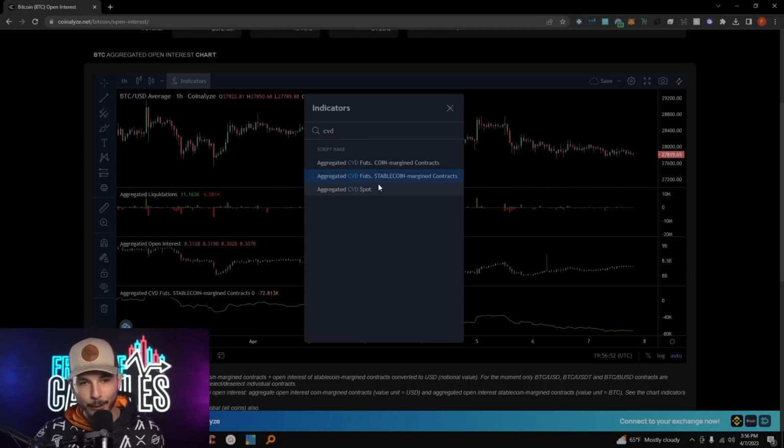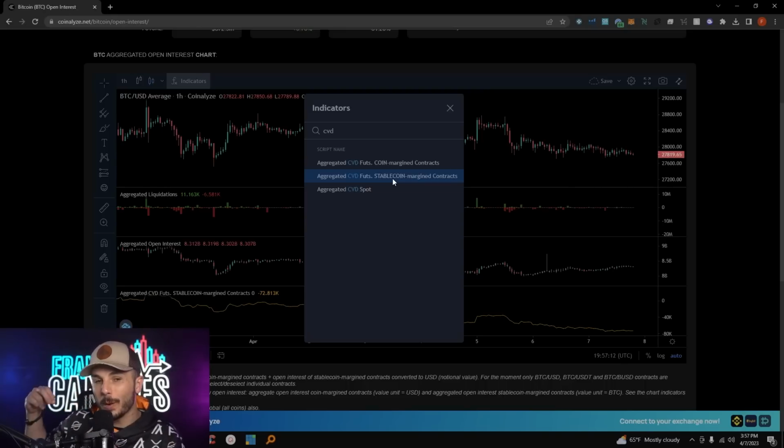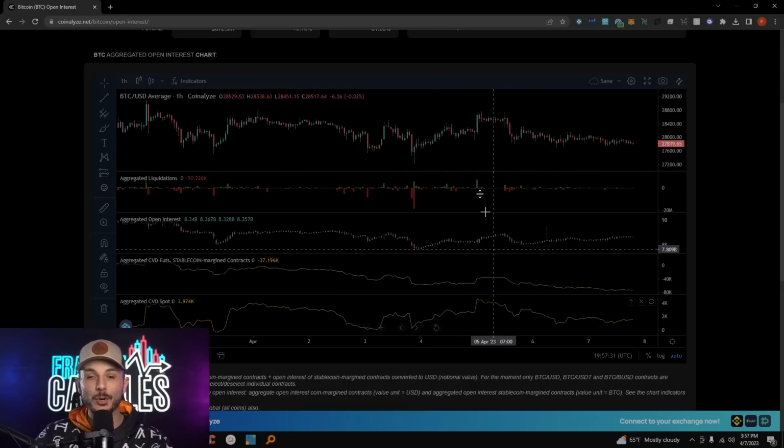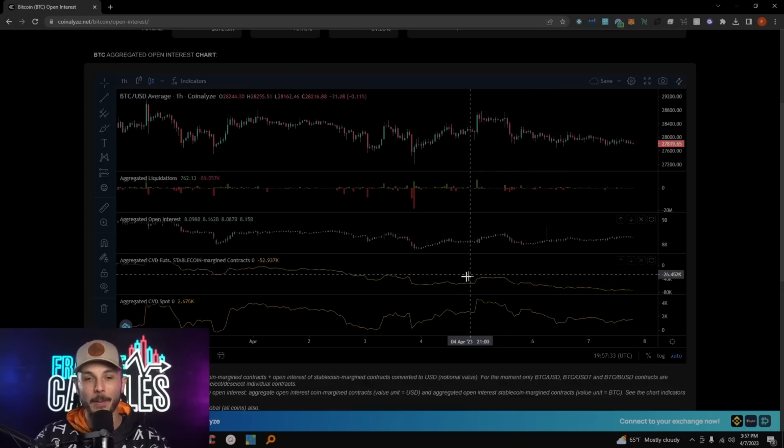And then you can see aggregated CVD spot. I like to look at this as well because sometimes you can look for certain things or discrepancies between the aggregated spot CVD and the aggregated futures CVD, which could indicate certain things that can help you get into really good long or short positions. So I'm just going to go ahead and add that to the chart as well. And you can see we get these all popping up on the bottom of the chart.